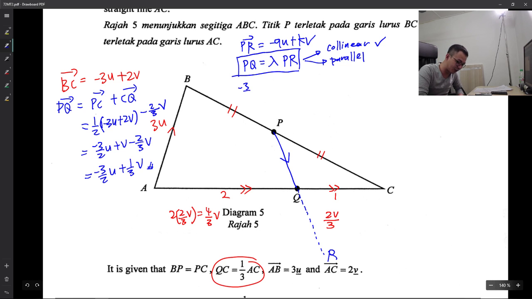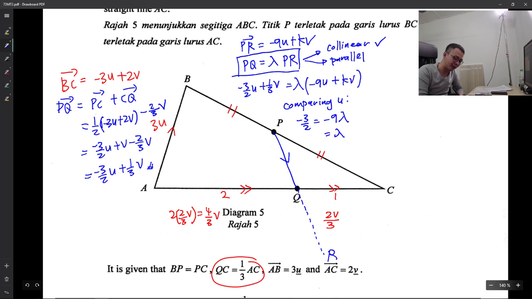PQ is negative 3 over 2 U plus 1 over 3 V equals lambda times negative 9U plus KV. Alright, so I will multiply the lambda into both, and then I compare the U. I take out the number of U for both sides. This is negative 3 over 2, right? And this is negative 9 lambda. Then I can know my lambda easily should be 3 over 18. 3 over 18 will be 1 over 6, right? Yeah, should be 1 over 6.